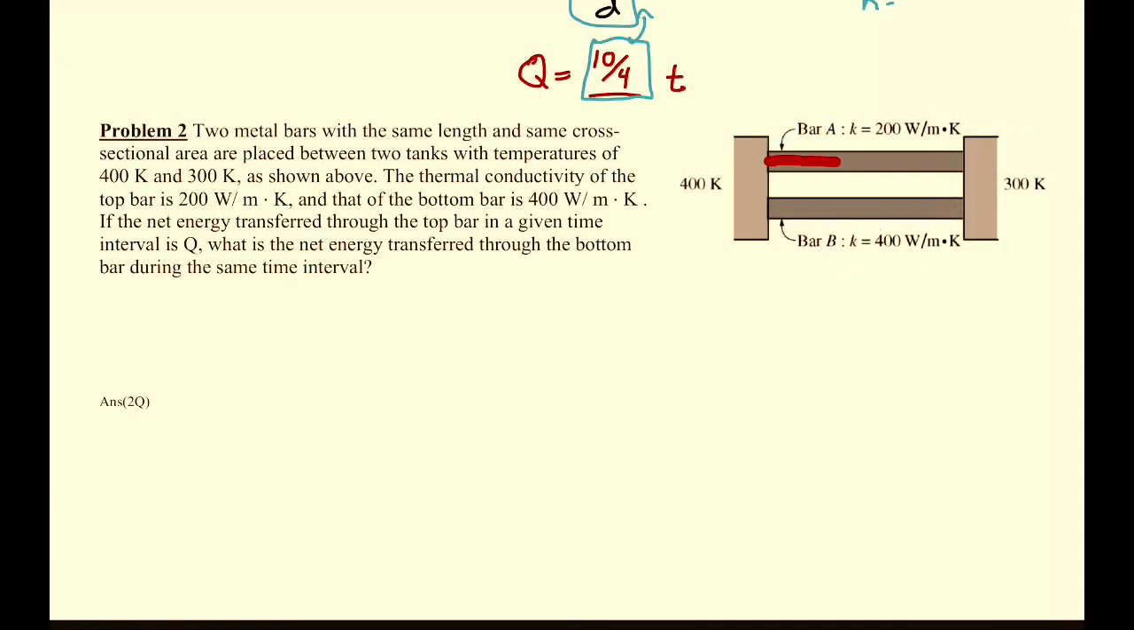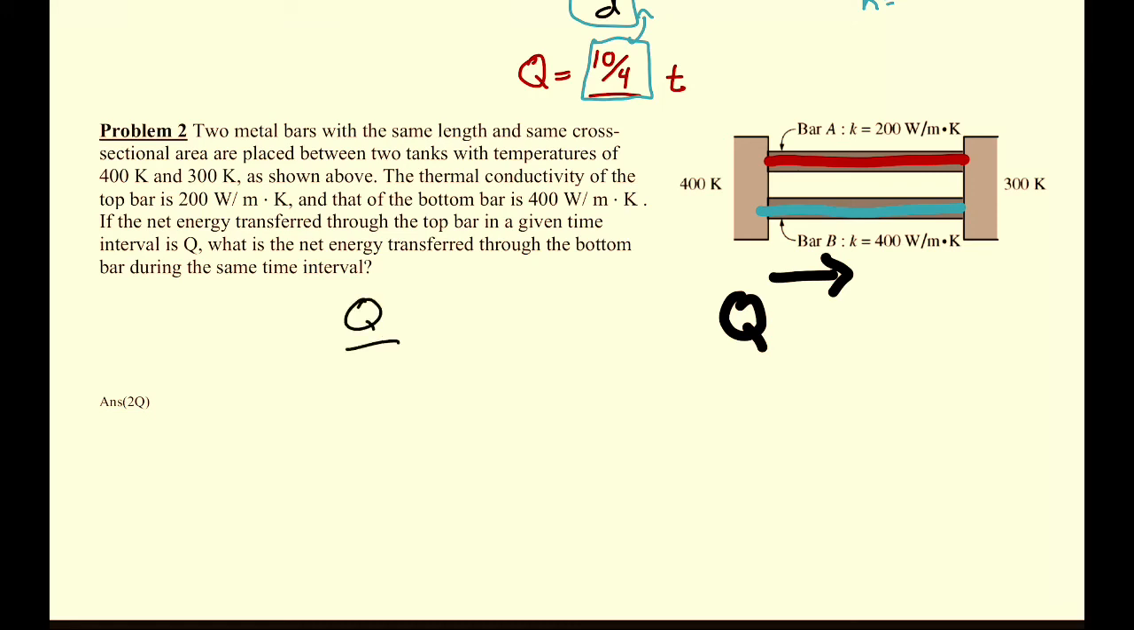Top red bar has a 200 watts per meter Kelvin thermal conductivity, while the bottom blue bar has a thermal conductivity of 400 watts per meter Kelvin. So our delta T between the two plates is 100. We know the direction of heat flow. Heat will be flowing this way, Q, from hotter to colder. And in which bar will the heat be able to travel faster? Well, larger the K, right? Faster the motion. How much faster?